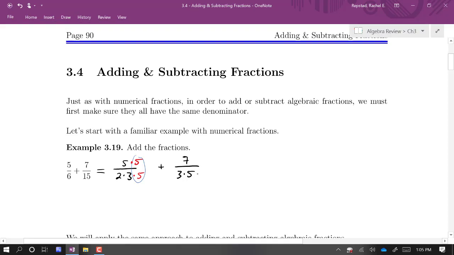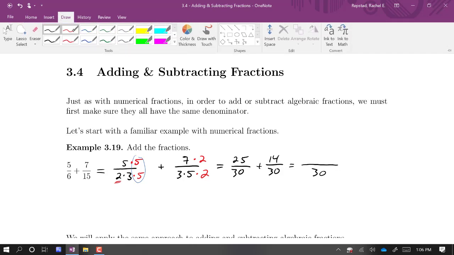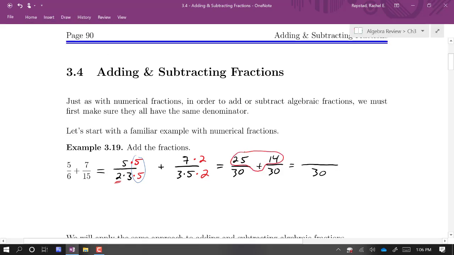And then I move over here and do the same thing with the second fraction. This has to pick up this factor of 2. And I'm allowed to do that as long as I multiply by 2 up top. And so now we have 25 over 30 plus 14 over 30. And if you have a common denominator, you just bring that denominator over and then you do the operation, in this case addition, on your numerator. So 25 plus 14 is 39.